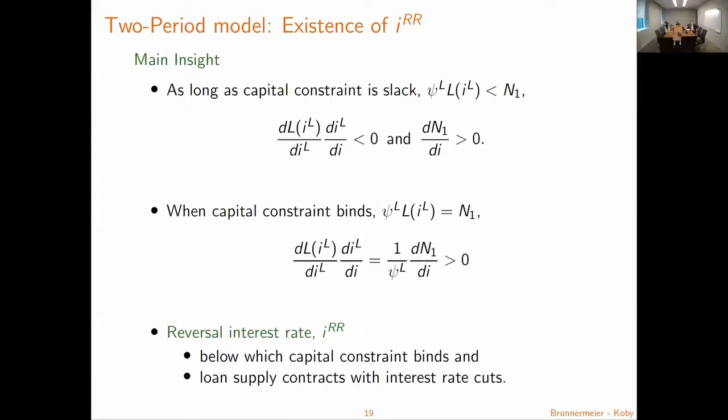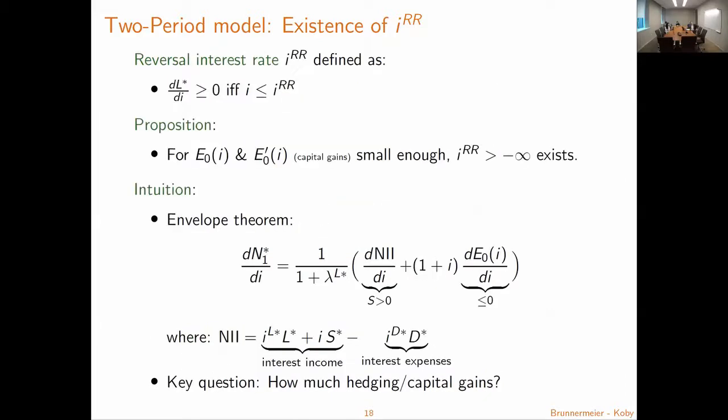May I ask a short question? Sure. From this proposition, if you would observe an unexpected reduction in the policy rate, and you would go below that I with the superscript RR, would that be associated with a reduction in the market value of banks or not? Or is that difficult to say?